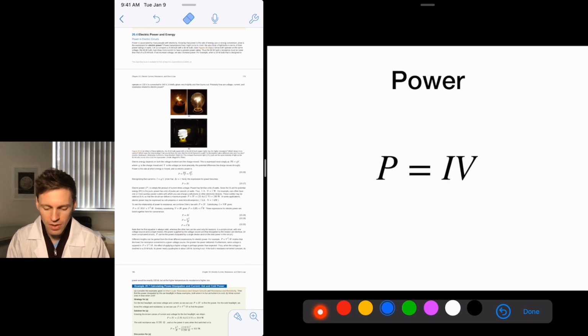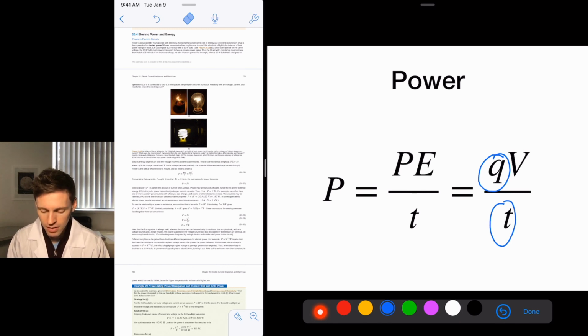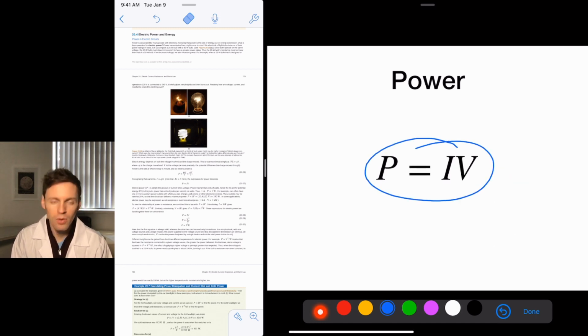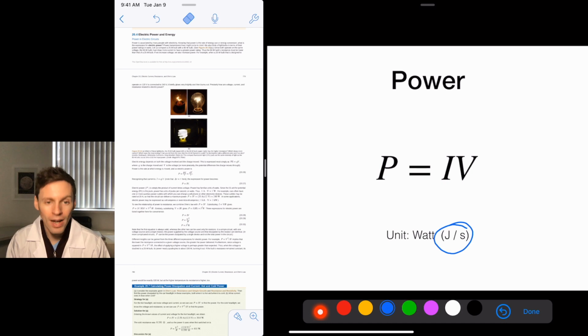Okay, so if you look at this equation, Q over T, we're going to do this a lot in these chapters, is replace Q over T with current I, and that's what we're doing here. So this is your new equation, P = IV, and that's the power that a circuit consumes, and it's current times voltage. The unit is the watt, and the watt is joules per second.